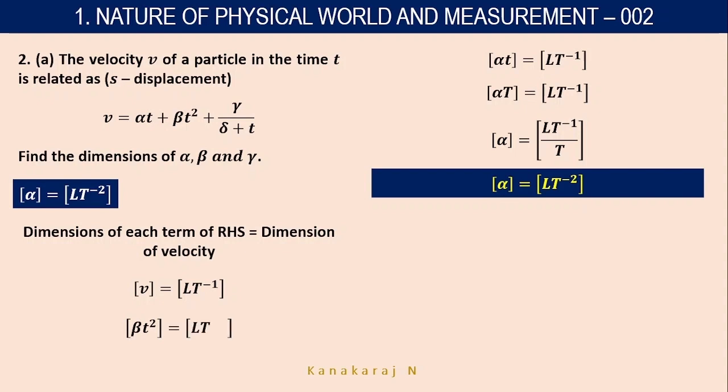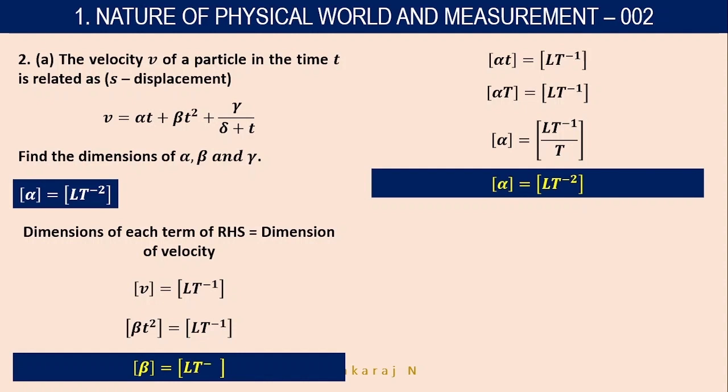Beta t square is the second term. The dimensions of beta t square once again equals the dimension of velocity, LT power minus 1. So the dimension of beta equals LT power minus 3. Delta plus t should have the dimension of t. So the dimension of delta is also the dimension of time T.